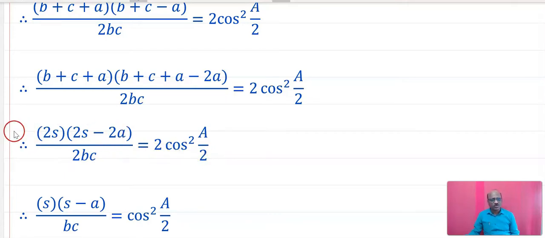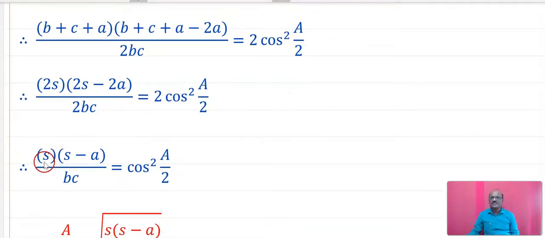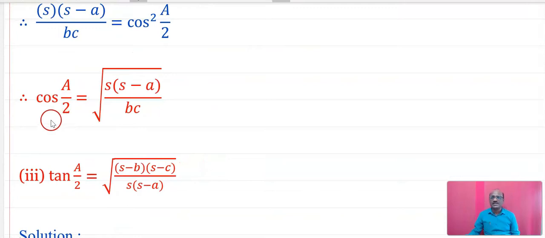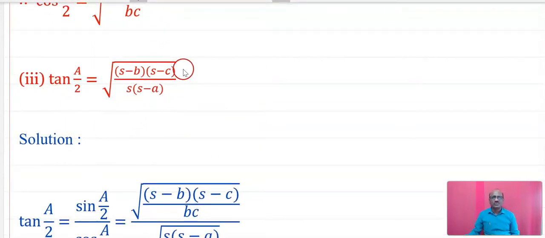Take 2 common, 2 into 2, 4 upon 2, is equal to 2 cos square A by 2. The 2 will get cancelled from both sides, and 1 2 from the numerator and the denominator, and hence you will get s into s minus a upon bc is equal to cos square A by 2, and hence cos of A by 2 is equal to root of s into s minus a upon bc. OK. Next is tan of A by 2 is root of s minus b into s minus c upon s into s minus a.